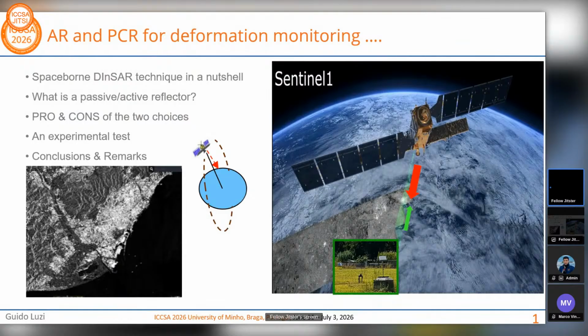Well, I will give you some small details, just an outline of the presentation. I will try to explain, for those who are not familiar with synthetic aperture radar, the technique, how it works, and the main points. What are a passive and an active reflector, the pros and cons of these two choices, and then we finally show the results of our instrument, our device, and take some final remarks and conclusion.